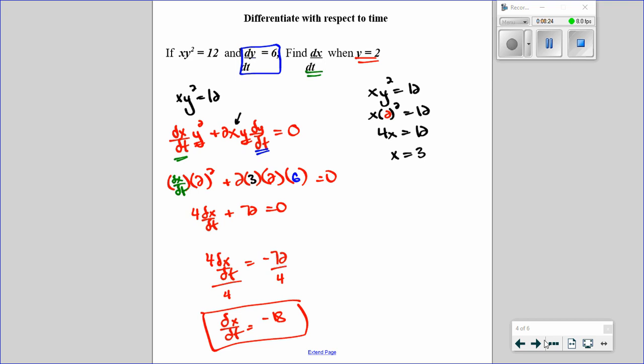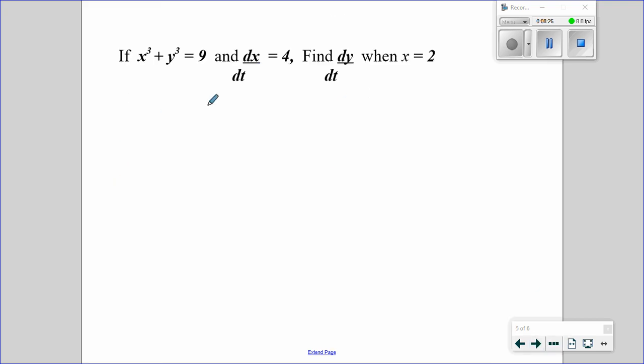Okay? Here's one you can try. Try this on your own. Pause the video. Give it a shot. All right. And then start it back up, crank it up, and see if you got the right answer.